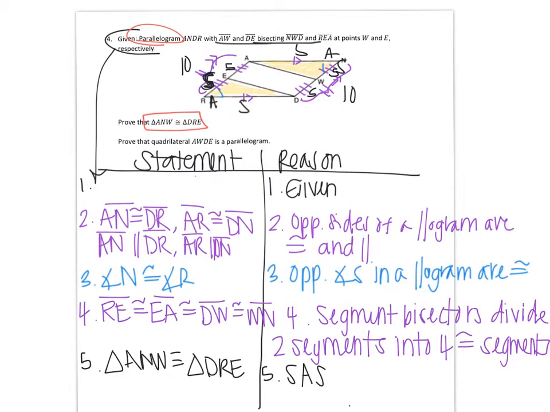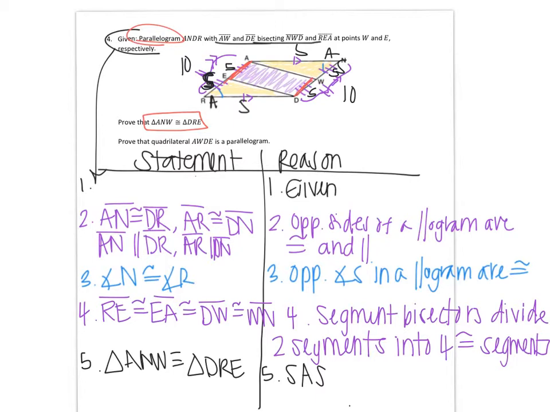Now our next step is to prove that quadrilateral AWD, right in here, I'm shading it in purple, is a parallelogram. So this comes back to what we talked about on the front side of our notes here, where we have 4 different ways to prove that parallelograms are, in fact, parallelograms. And the first way was that both pairs of opposite sides are congruent. So if we look at this picture, we already have 1 pair of opposite sides congruent.